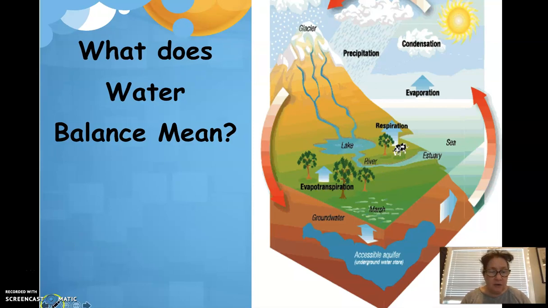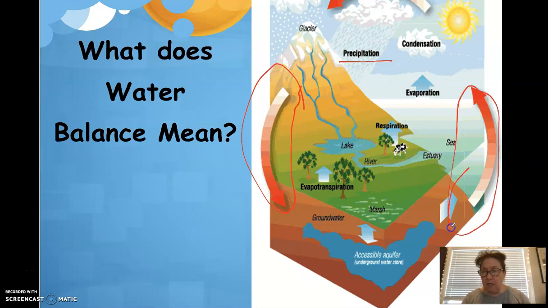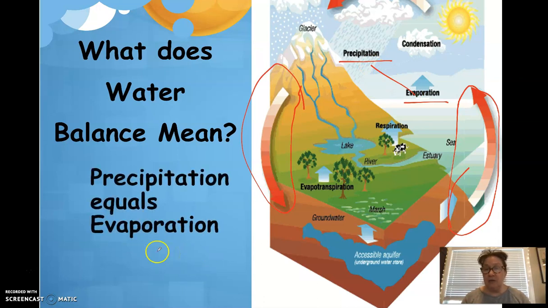When you look at this diagram right here, you can view this particular item coming down as precipitation. And this arrow that's flowing upward would be evaporation. And it's where the two items actually equal each other. So the same amount of precipitation that comes down will balance out and equal the same amount of water that's being evaporated up into our clouds or atmosphere. So that's what a water balance means.